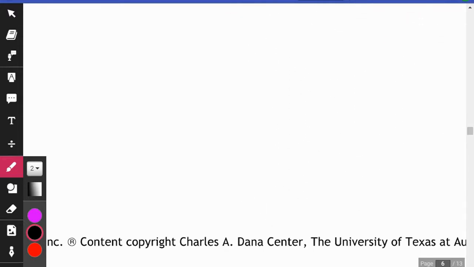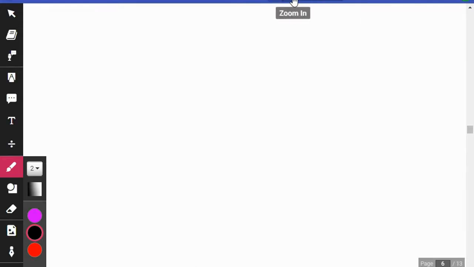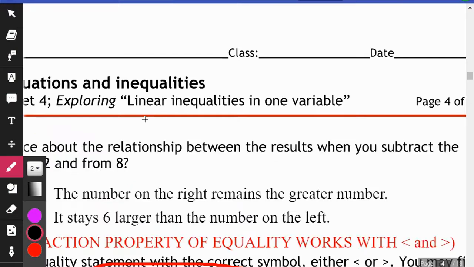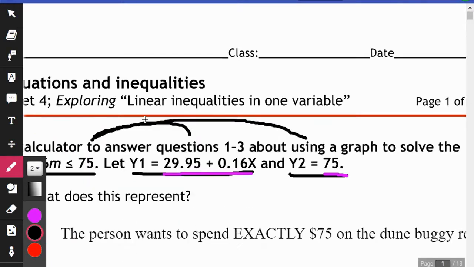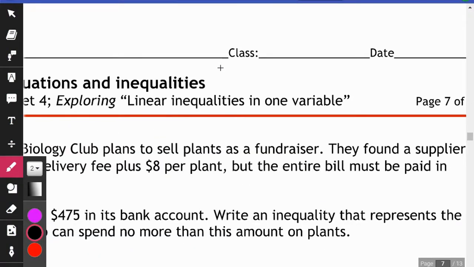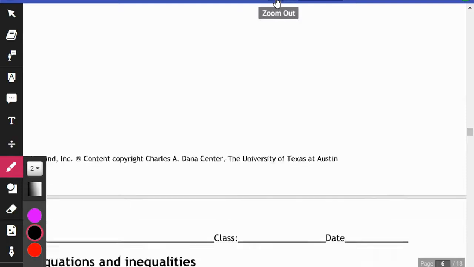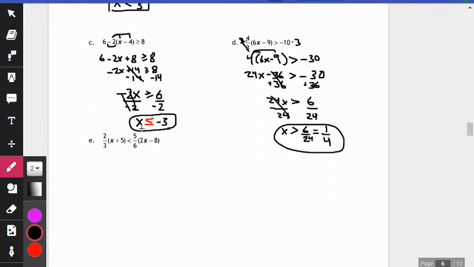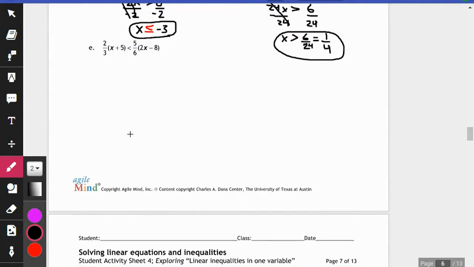Let's see here. Almost done with this page. Zooming out a little bit. Where are we at? Oops, wrong way. There is one more. Okay, let's get rid of this one. And then we'll go on and on and on. This one is a long assignment.